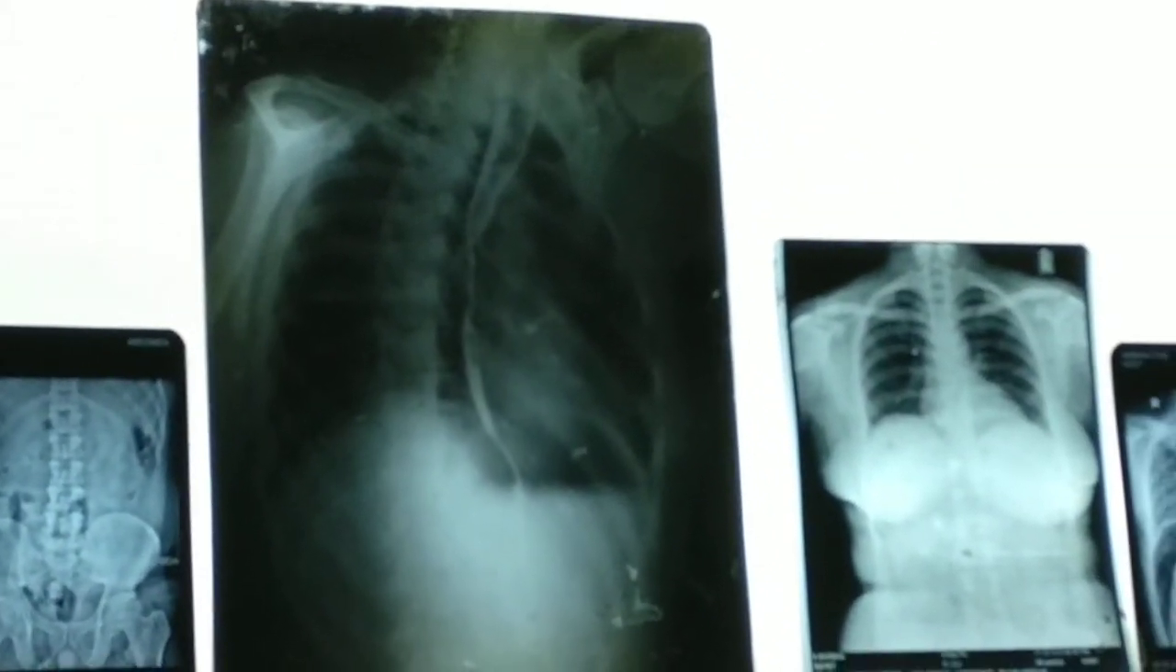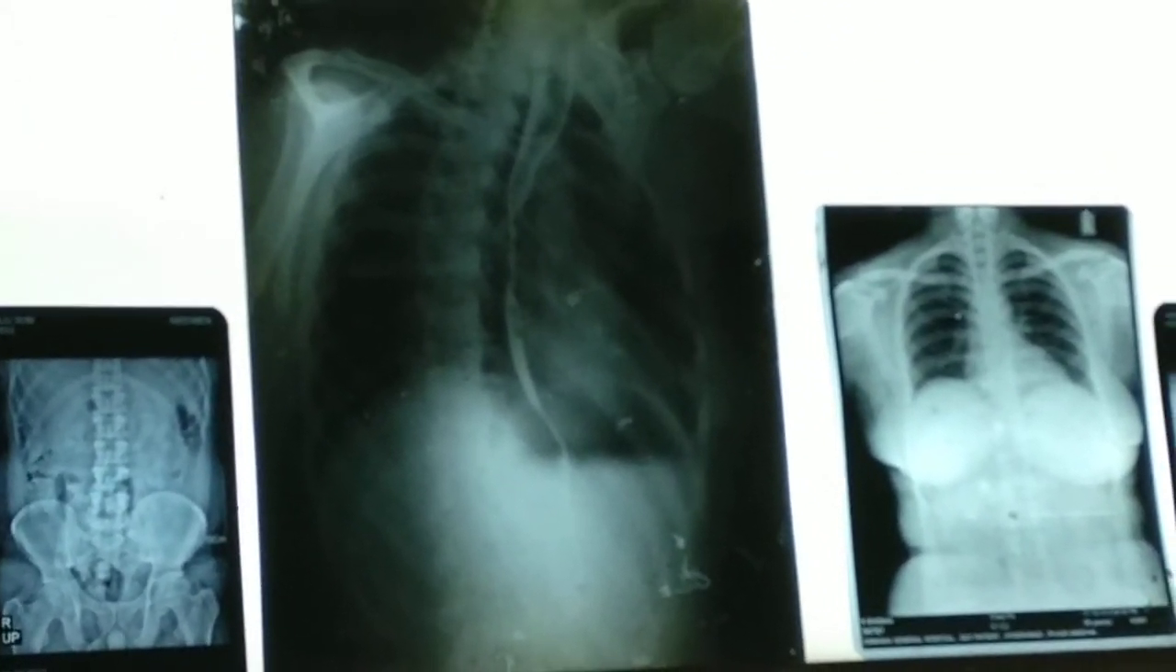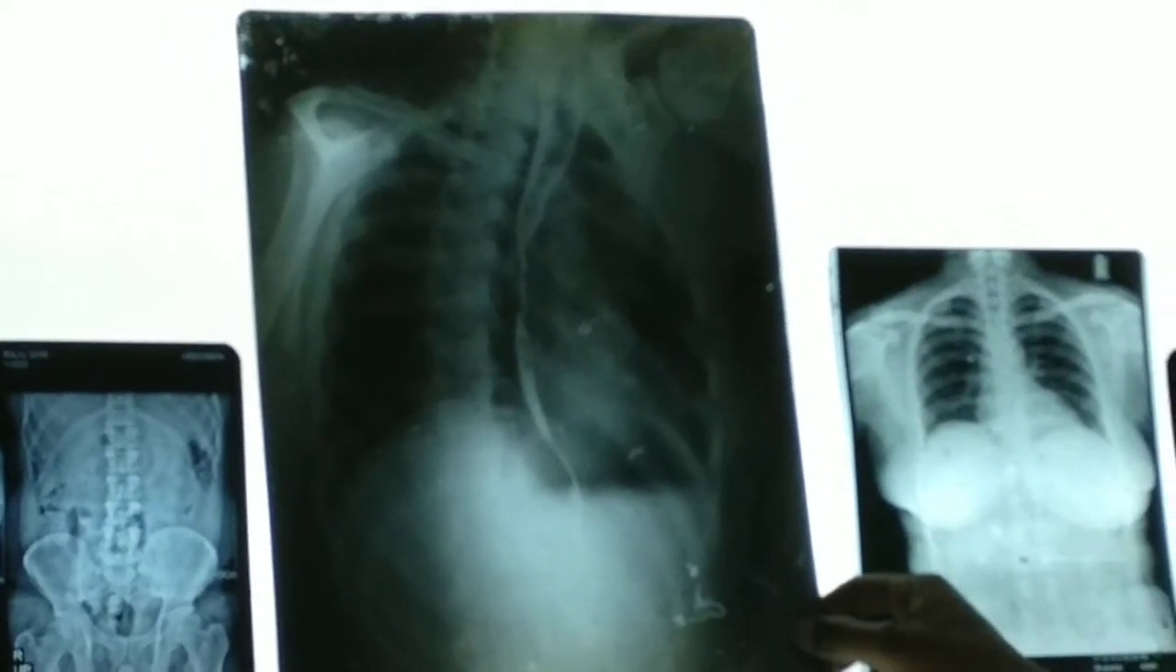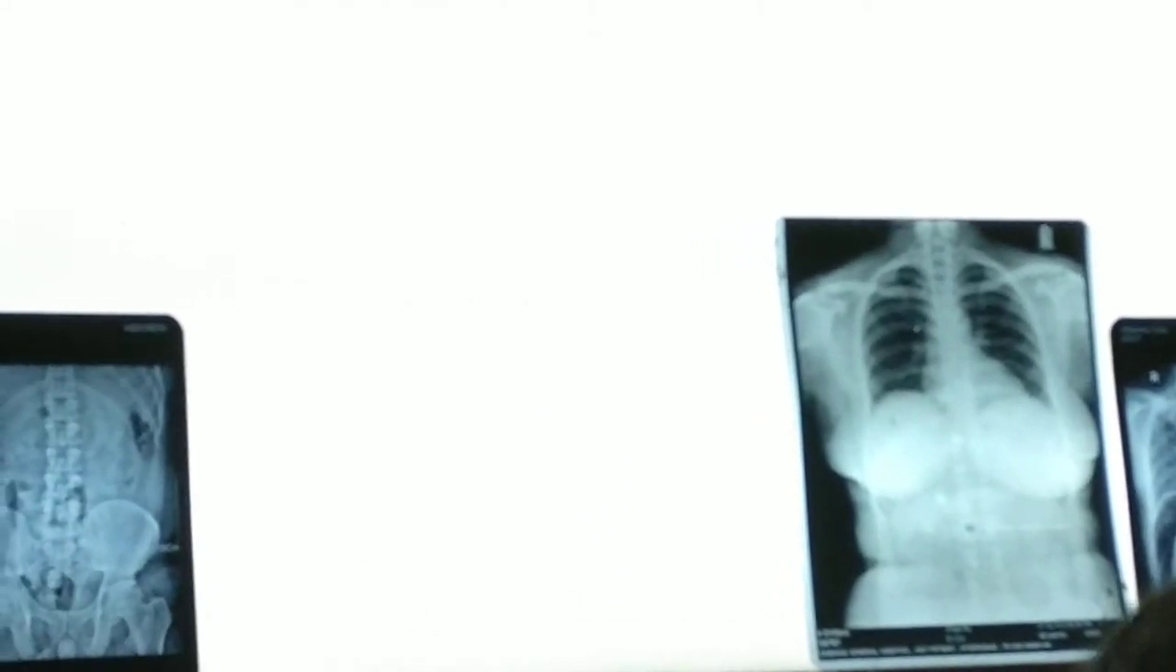This is a lateral view again, carcinoma esophagus, and a narrow part of the esophagus on the lower side. Next again, the next X-ray should be pilot.